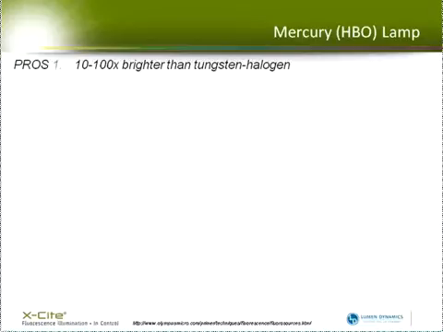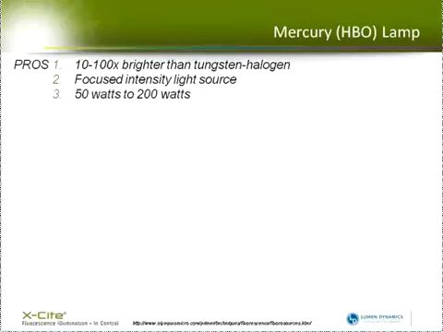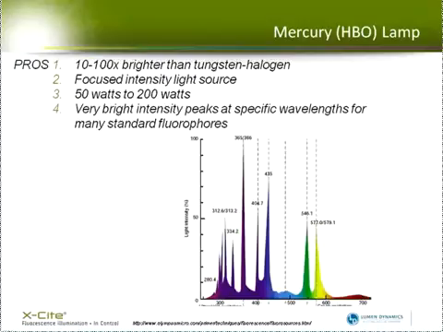So the main advantage of the mercury lamp, or the HBO lamp it's sometimes called, is that it's 10 to 100 times brighter than the tungsten halogen lamp. So there's a lot of light. The light is also focused, so the light comes from a small arc that forms between the two electrodes. So it's a very dense light source. The photons are in one small location. You can get different powers, so you can go from 50 to 200 watts.